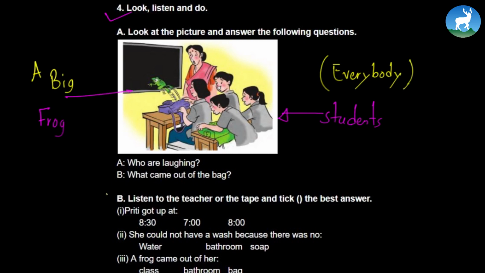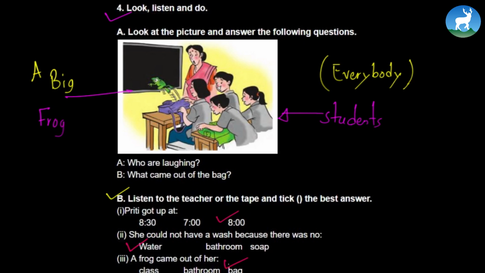Let's listen to the teacher tape again and take the best answer. We have already listened. You've listened to me, right? So let's find out. So what is the right answer? Preeti got up at 8 o'clock. Correct. She could not have a wash because there was no, is it bathroom or soap? Why? So what is the correct answer? Because there was no water. A frog came out of a bag. That's right. That's the answer.